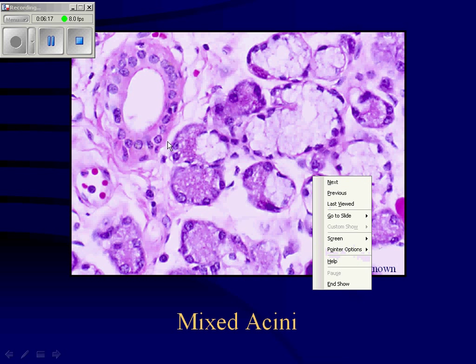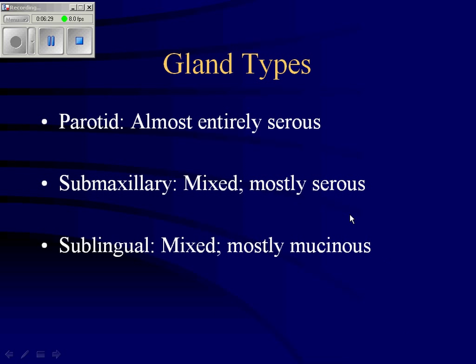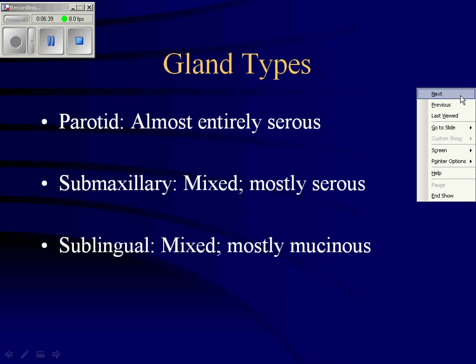And there's a nice big duct. And you can see how it starts to look oncocytic here. Well, if it just gets a little bigger, a little pinker cytoplasm, then you call it an oncocyte. And, well, that's what I was just saying. Parotid is almost all serous cells. Submaxillary is mixed, and sublingual is mostly mucinous. And the minor are almost all mucinous.